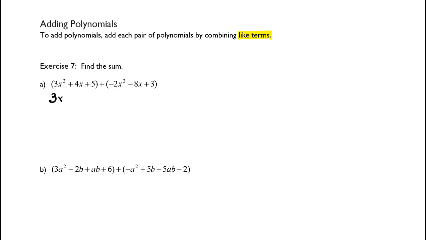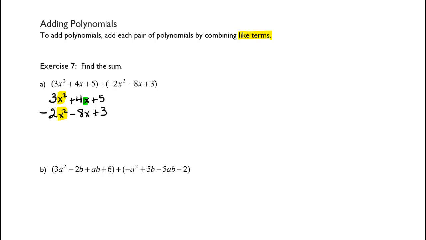So if you have 3x squared plus 4x plus 5, and you have negative 2x squared minus 8x plus 3, notice that I've stacked these vertically based on the degree and the letters or variables involved. Since 3x squared and negative 2x squared both have matching variable and degree, I can combine their leading coefficients, the numbers in front.